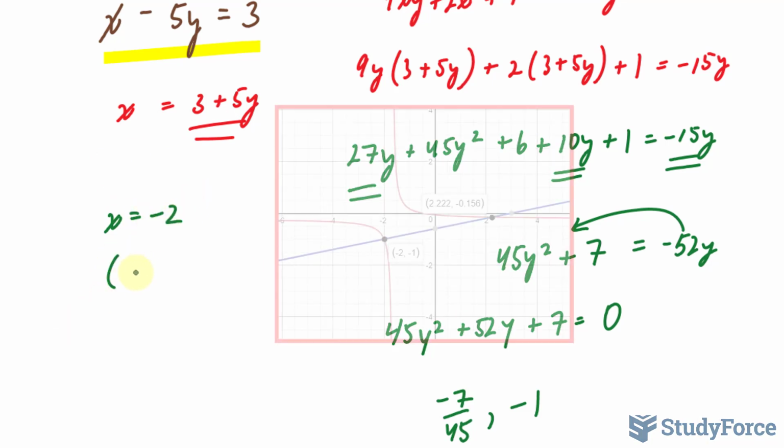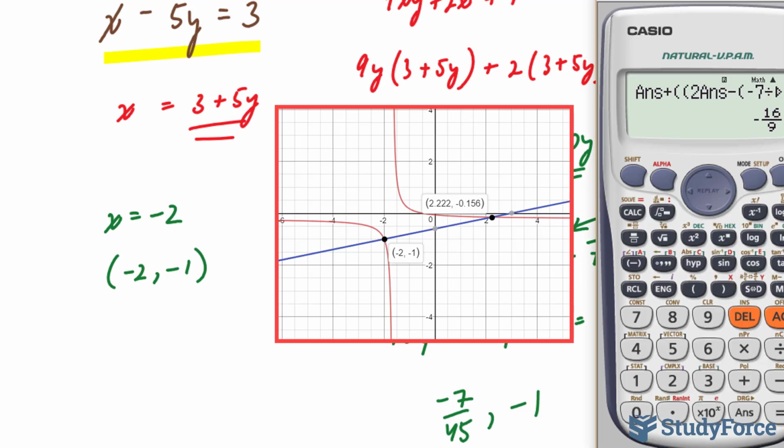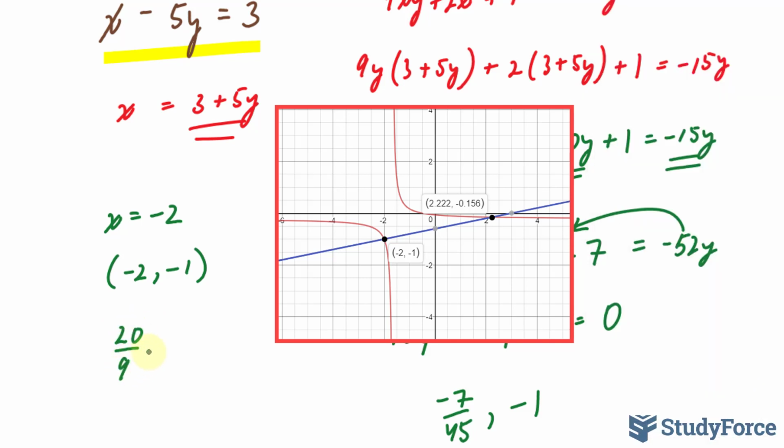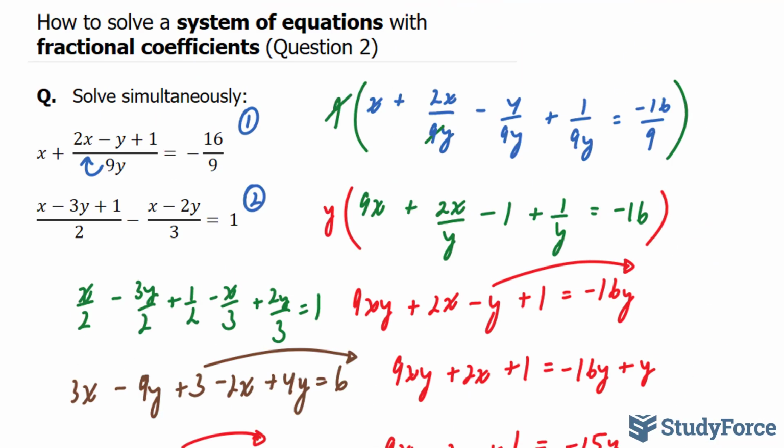So one of our solutions is negative 2 and negative 1. If I substitute negative 7 over 45 into here, I'll end up with, well, let's use our calculator. We have 3 plus 5 times negative 7 over 45. This gives us 20 over 9. So the other solution is 20 over 9 and negative 7 over 45. And so there you have it. That is how to solve a system of equations with fractional coefficients.